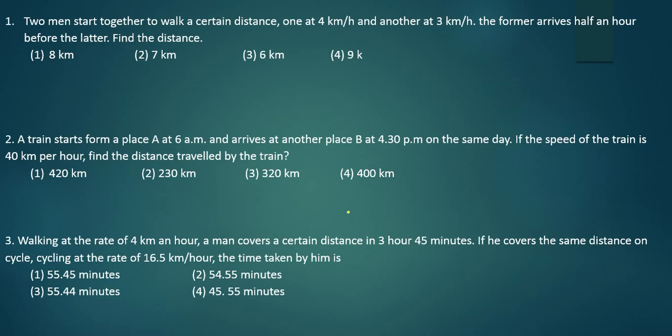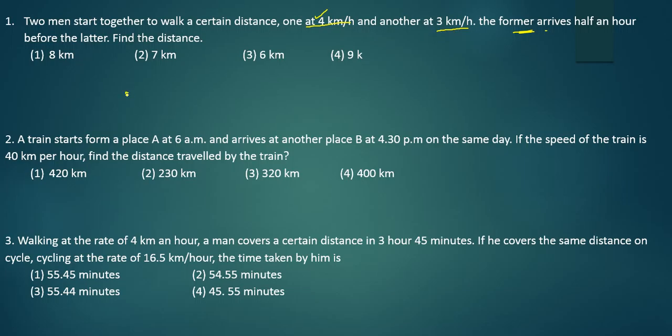Let us see a few examples here. When two men start together to walk a certain distance, one at 4 km per hour and another at 3 km per hour, the former arrives half an hour before the latter. Find the distance. What he said is, the one who is traveling at 4 km per hour reached 30 minutes before the one who is traveling at 3 km per hour.